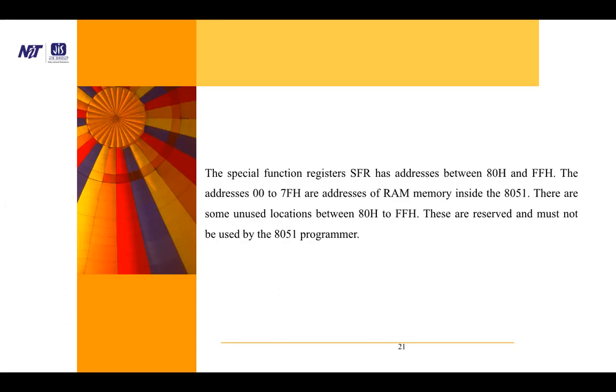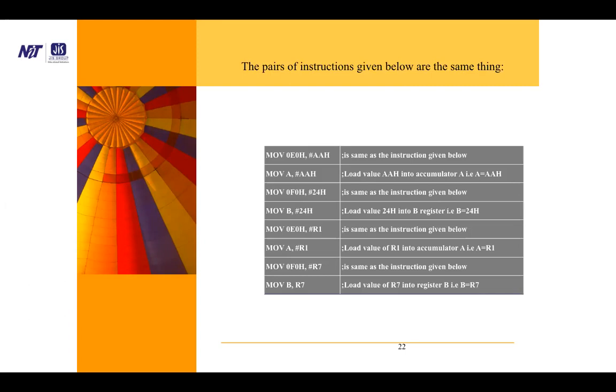Special function registers, SFRs, have addresses between 80H and FFH. The addresses 00 to 7FH are addresses of RAM memory inside the 8051. There are some unused locations between 80H and FFH. These are reserved and must not be used by the 8051 programmer.